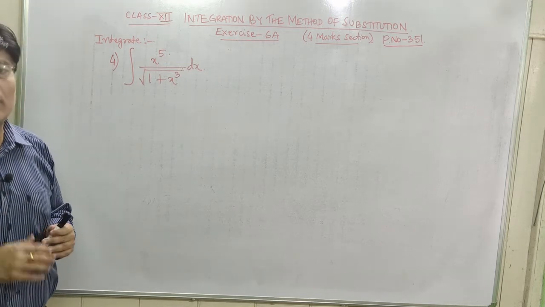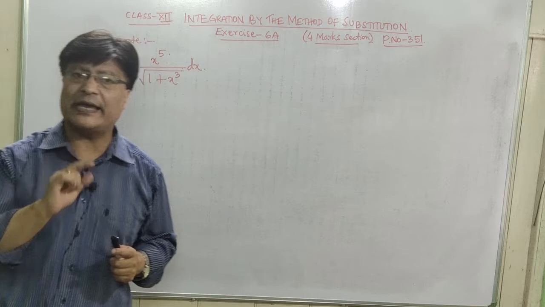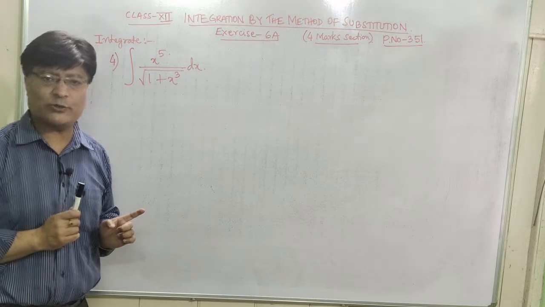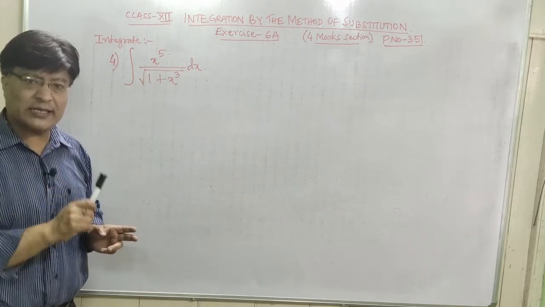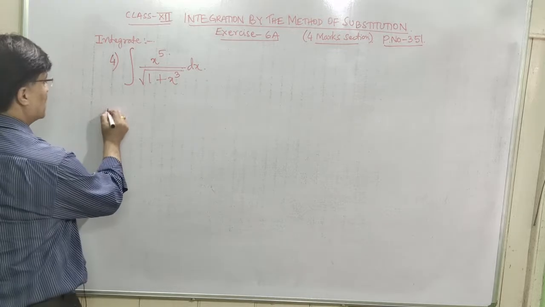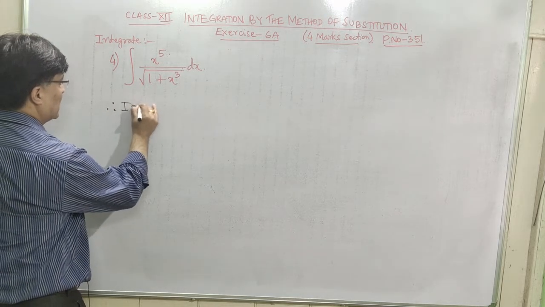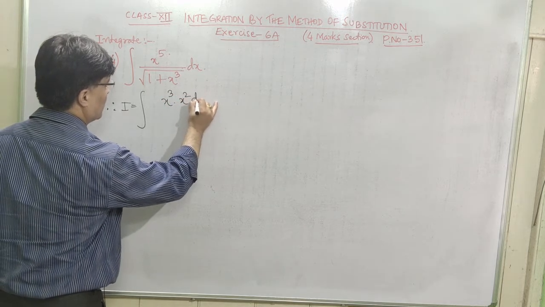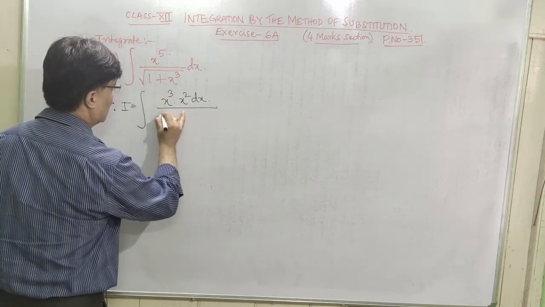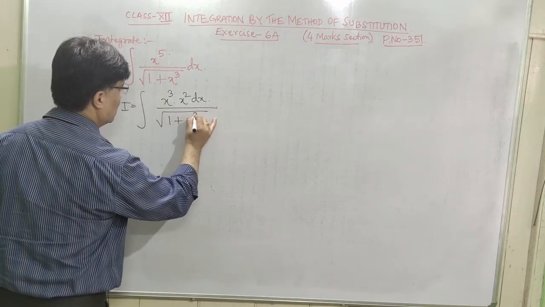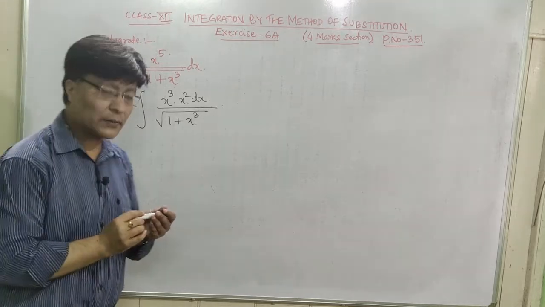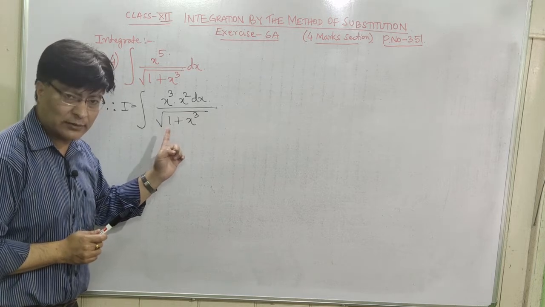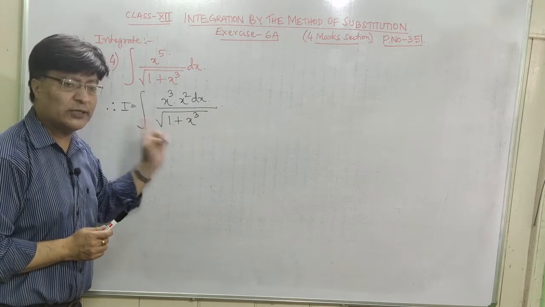So we can break this x to the power 5 as x cube into x square. Because the differentiation of x cube is 3x square, we are getting x square, isn't it? So let us break this term as x cube into x square. So first of all, you should write it as I is equal to integration of x cube into x square dx divided by root over 1 plus x cube. Is that clear? So now in this case, square root is in the denominator and 1 plus x cube is within square root.